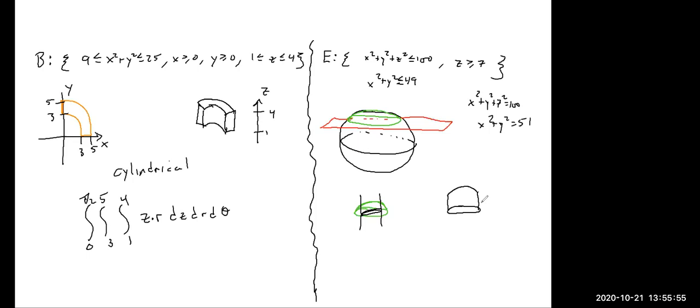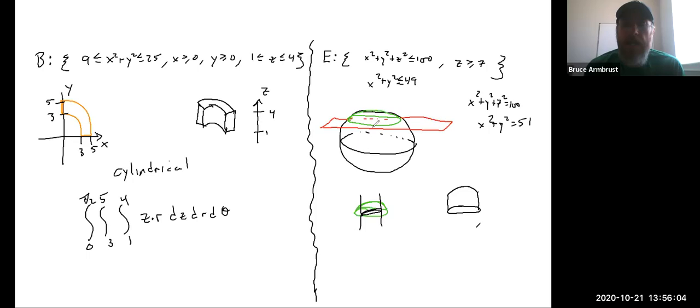Yes, to clarify, the cylinder is smaller than the circle cut. Correct. The green one is the circle x squared plus y squared equals 51. The cylinder is x squared plus y squared equals 49. So the circle that's on the bottom of this is x squared plus y squared equals 49. This is z equals 7. And this is our sphere.